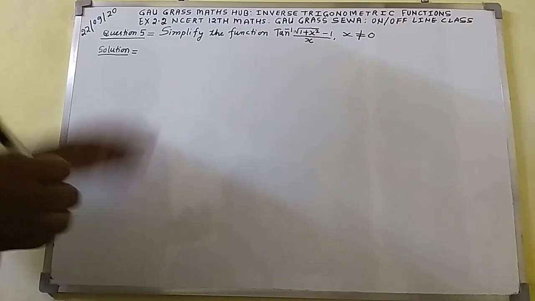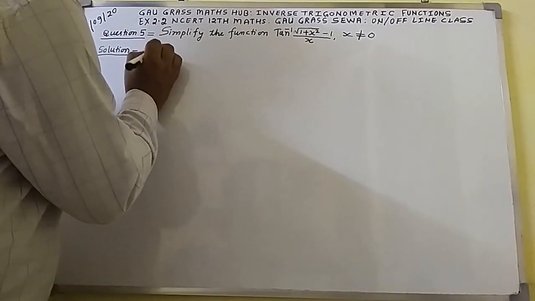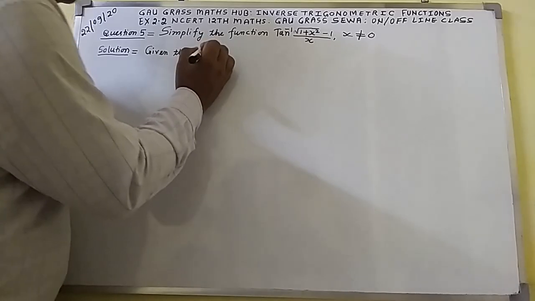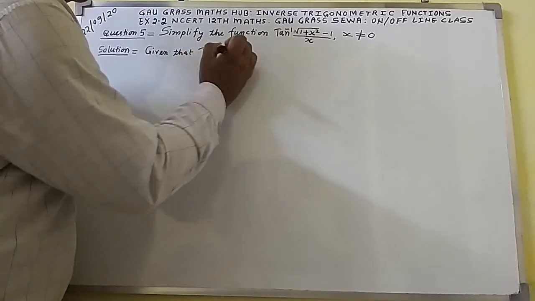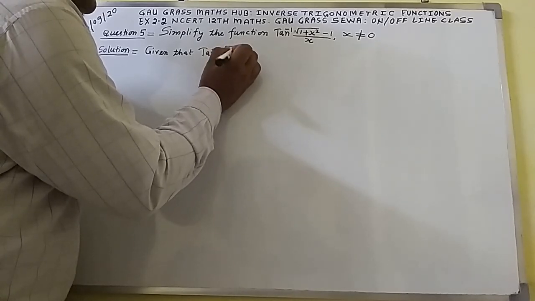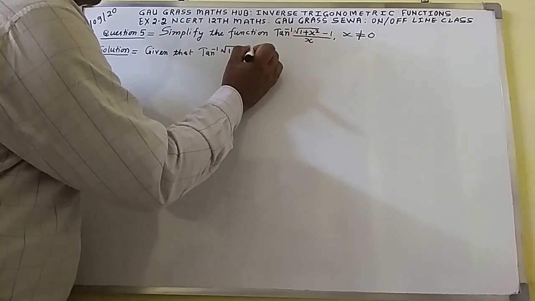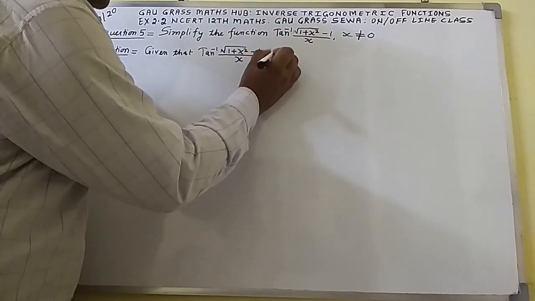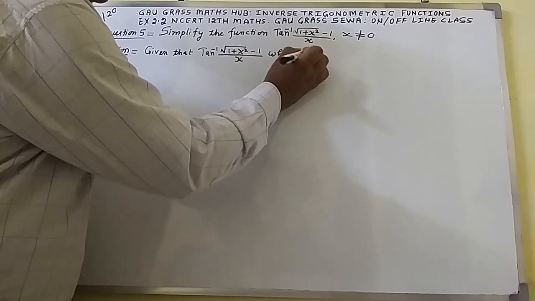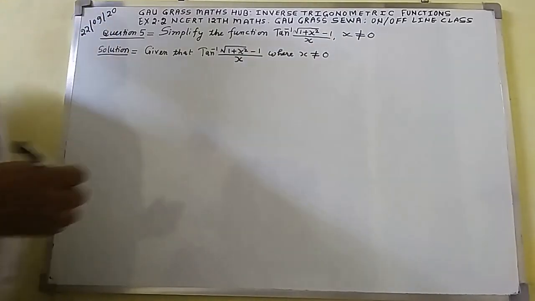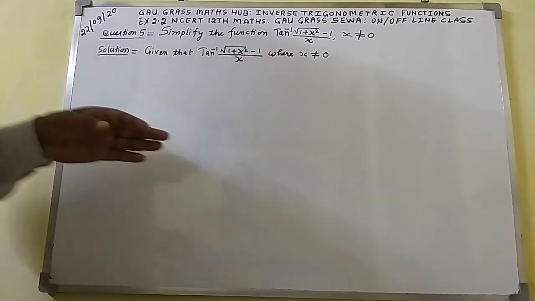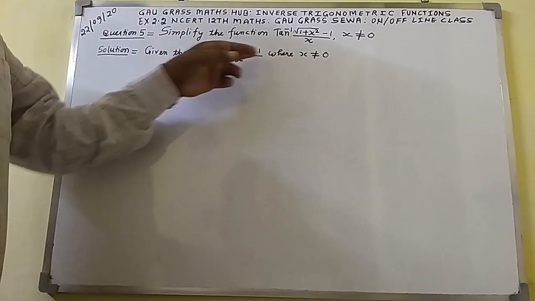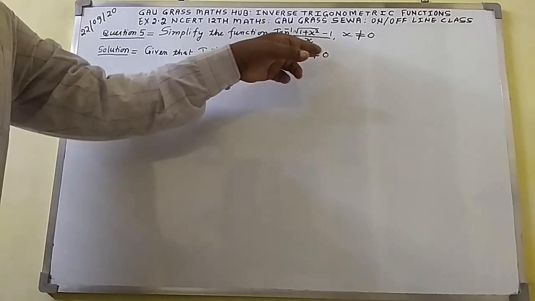Solution: the given function is tan inverse of (under root 1 plus x square minus 1) whole over x, where x is not equal to 0. This is the question which you have to simplify.